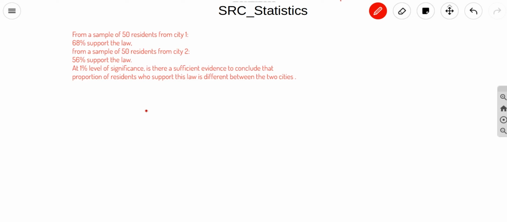Today we shall do hypothesis testing for two proportions. So we shall do a Z test for two proportions. Let us see what is given.